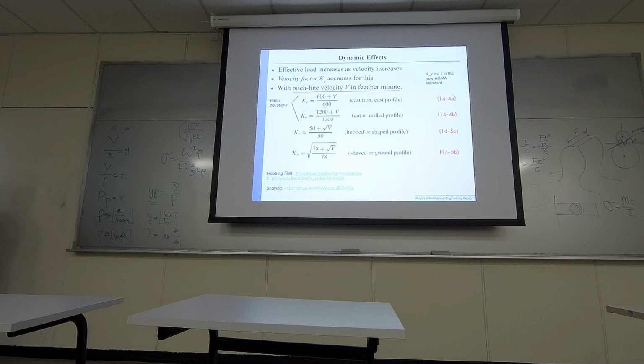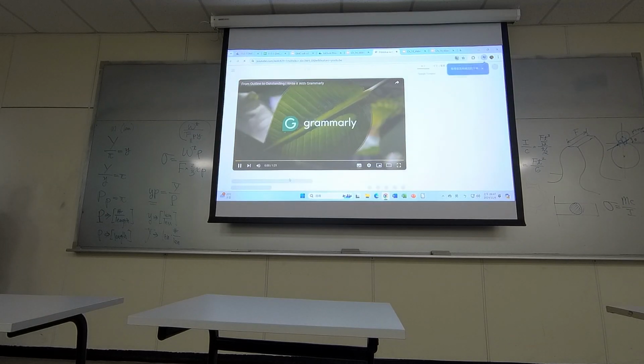Okay. There are some other parameters. This is for hobbing and shaving, different equations. Hobbing is one way to manufacture the gear, and shaving is another way. Okay, I found some YouTube videos. So take a look.